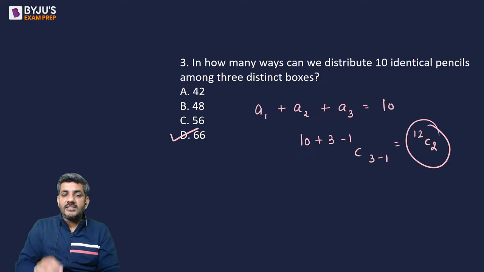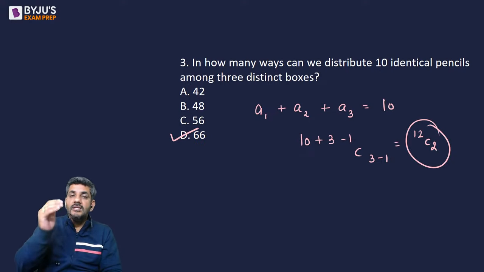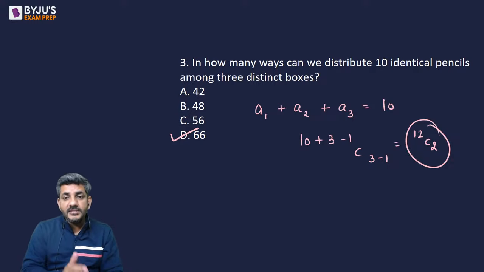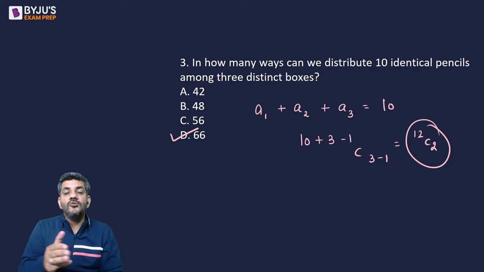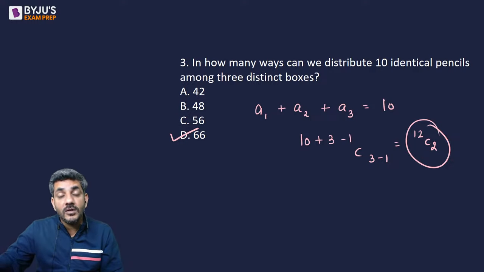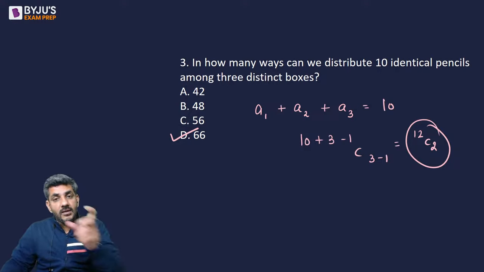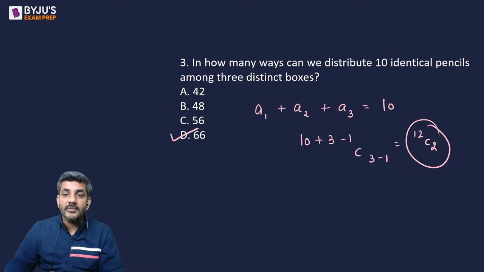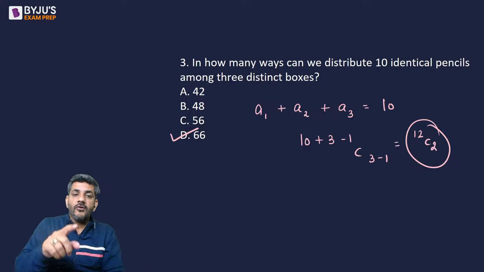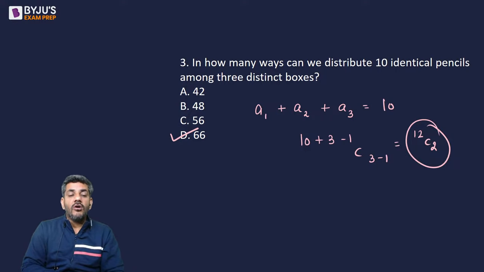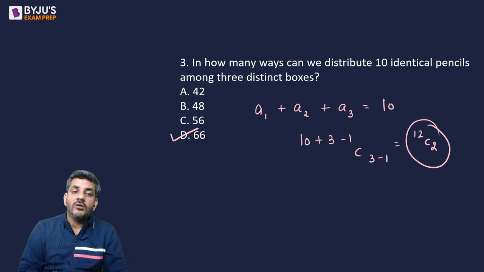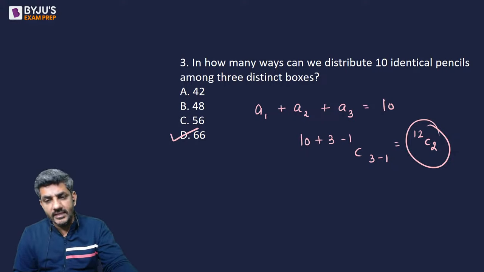So I repeat, there is a direct formula for this. Whenever there are distinct groups in which some identical things are to be distributed, तो आपके पास एक फॉर्मूला होता है that if A1 plus A2 plus A3 up to AR is equal to N, R boxes का sum अगर N identical items के बराबर आ जाए, तो ऐसे केस में the formula is N plus R minus 1 C R minus 1. This is called whole number solutions. This is also called the distribution formula, partition method, कुछ भी बोलिए, उसका ये तरीका है.